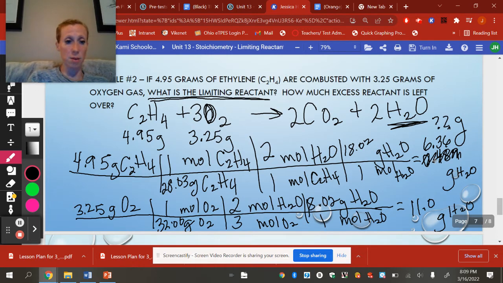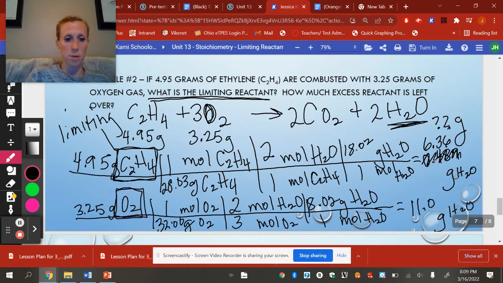However, 6.36 grams of water is not the answer. We go back to the beginning of our bridge. We box that reactant because it's asking for a limiting reactant, and we label it limiting. Now, even though they don't ask this, I'm going to box oxygen and put excess.